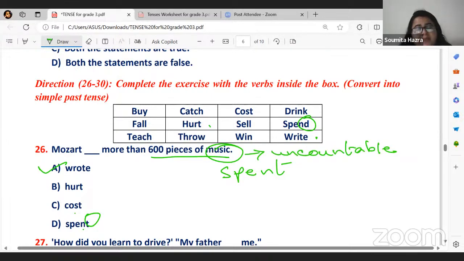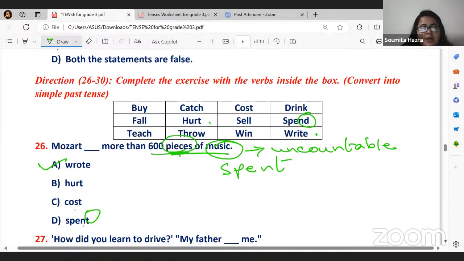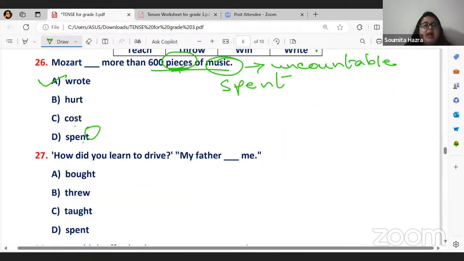So how can we make it countable? We can use pieces. This is known as a quantifier, right? This quantifier can be used to change an uncountable noun into countable. A piece of music, 600 pieces of music. You don't spend music. You write music. Okay, now comes question number 27.